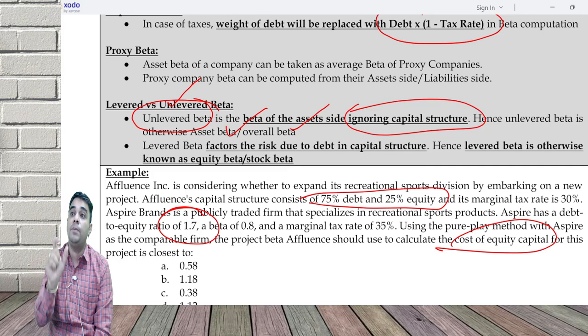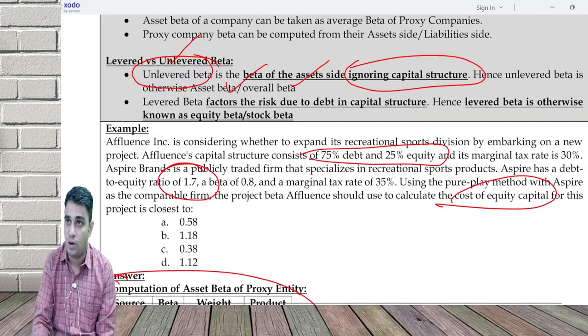Why is equity called levered beta? Because equity has two risks. One is the asset side risk and also the liability side risk.